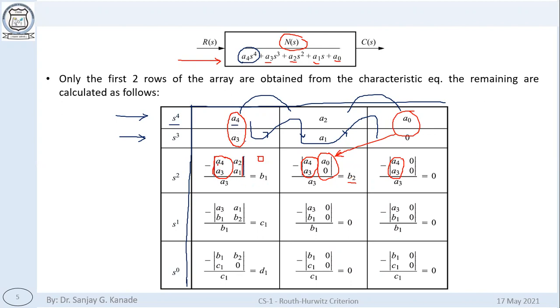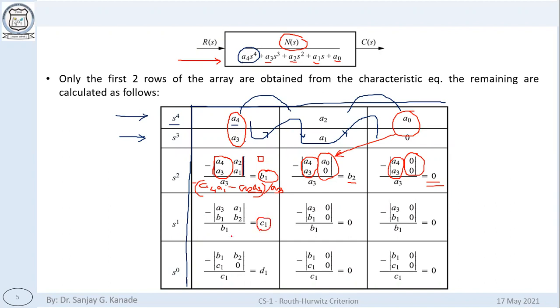So what are their values? How do you calculate a determinant? It will be A4, A1 minus A2, A3, right? And everything has a negative sign because of this, divided by A3. Likewise, you have to just solve the determinant and you get the value of B1, B2, likewise. When there is nothing in the end, you just write 0. So obviously this will be 0. Okay. In a similar fashion, further values are calculated.